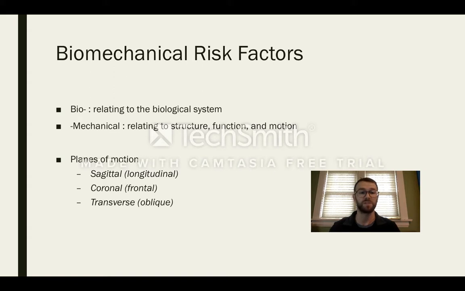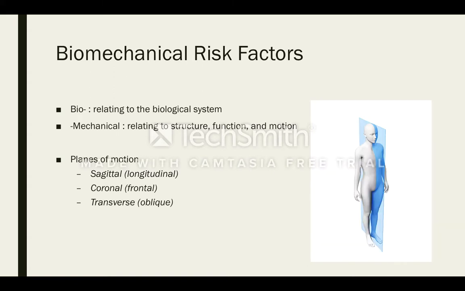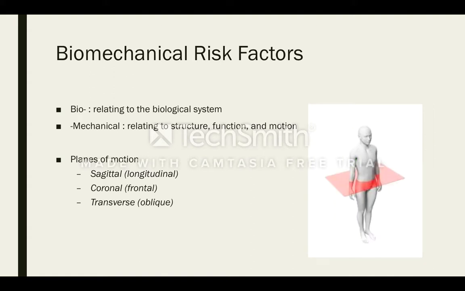There are three planes of motion that the body can maneuver through, being the sagittal, coronal, and transverse plane. The sagittal plane splits the body right down the middle, left and right, whereas the coronal plane splits the body front to back, or anterior to posterior, directly down the middle, and the transverse plane splits the body in half from a top to bottom perspective.